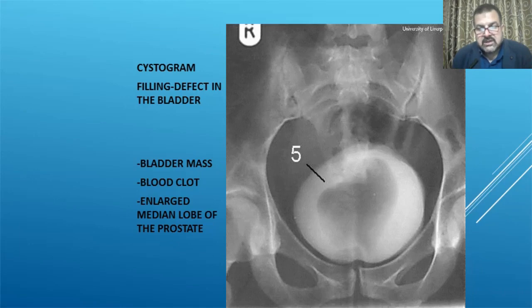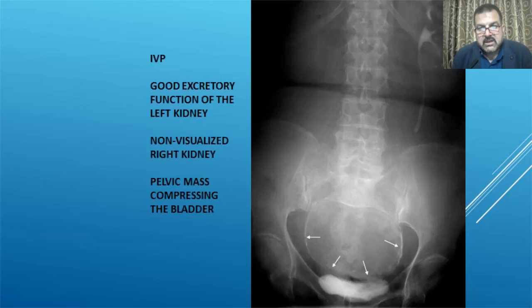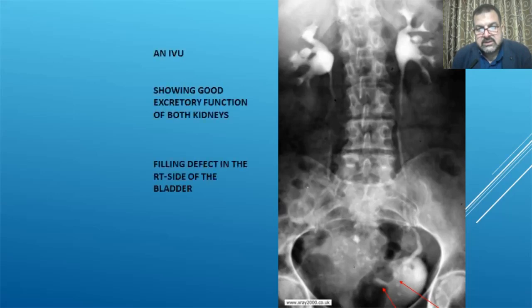It can be a clot, or it can be an enlarged median lobe of the prostate. Here as you can see, the bladder is compressed by a tumor or a mass in the pelvis. Here also looks like there is a tumor on the right side, which is obstructing the right ureter.